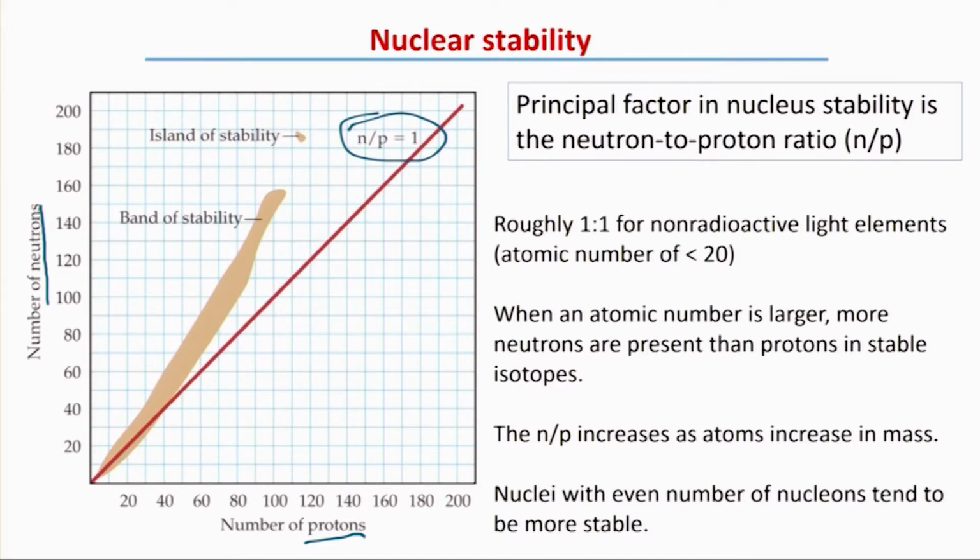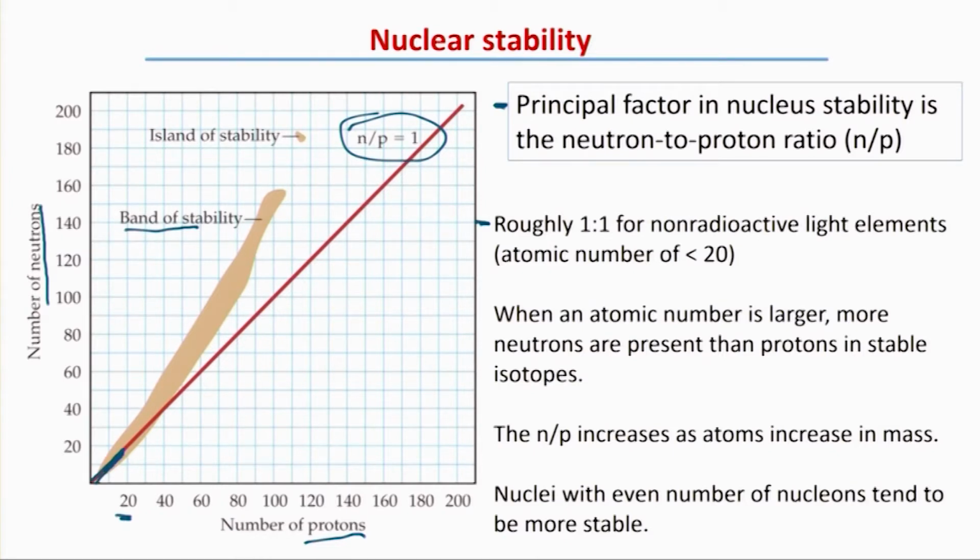So the principal factor in nucleus stability is this ratio between the neutrons and the protons. Scientists have figured out that for all these known isotopes, all the stable ones will lie within this band of stability. This includes the radioactive and the non-radioactive isotopes. A couple of things to note here. First, when the atomic number is equal to or less than 20, they all lie right on this red line.